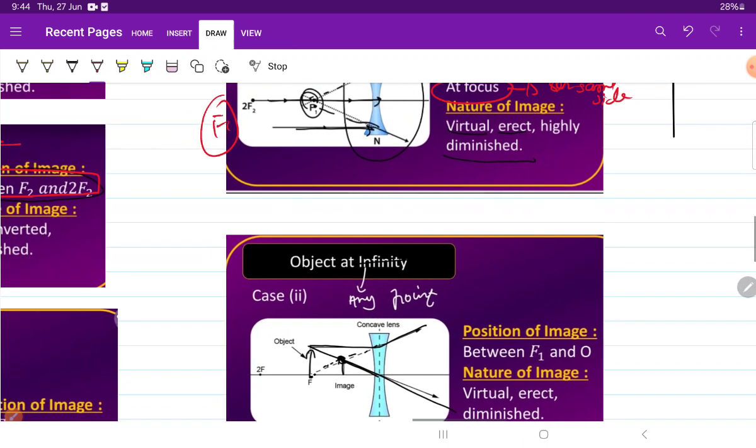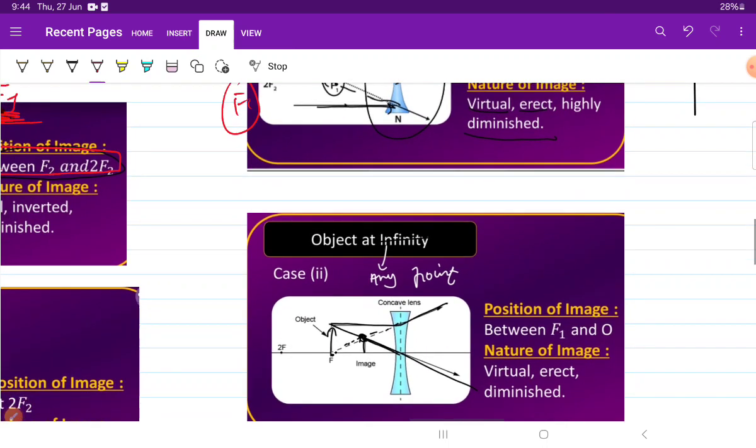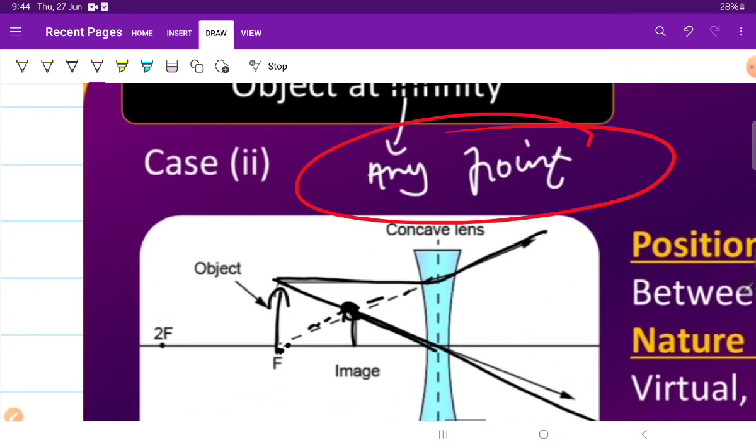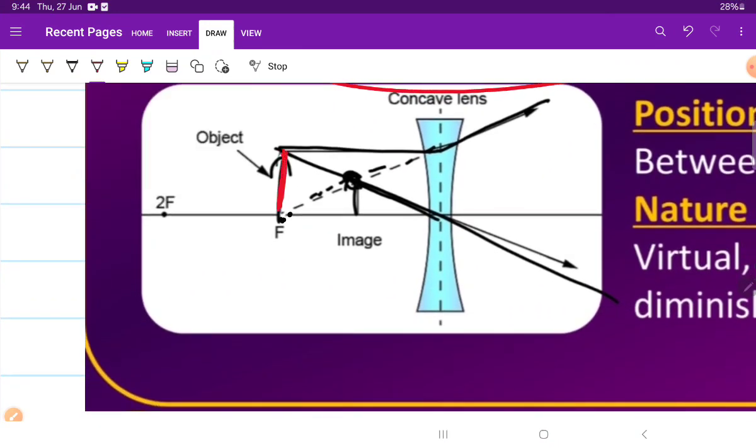And the second case, we are placing our object at any point. You can place the object anywhere. Let's put the object at f1. Then the first ray will always be parallel to the principal axis and diverge to the other side. And one ray is passing through the optic center, so it will go in a straight line only.